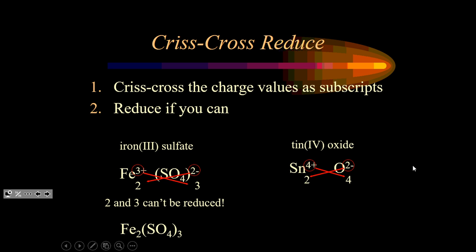Well, 2 and 4, unlike 2 and 3, can be reduced. I can divide both of them by 2. So I'm going to reduce these then to a 1:2 ratio. And that can't be reduced. So that's going to be my formula, SnO2. 1 tin, 2 oxygens would lead to an overall neutral situation, because that would be a +4 -4, that equals 0. So crisscross reduce. You crisscross the numbers and then you reduce them. And don't forget, always put your polyatomics in parentheses.